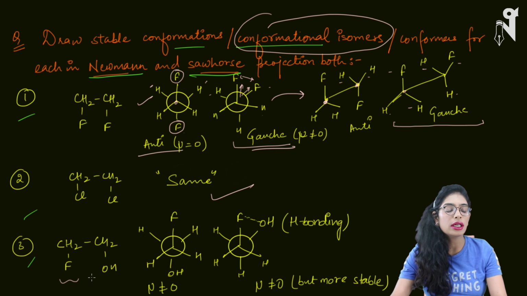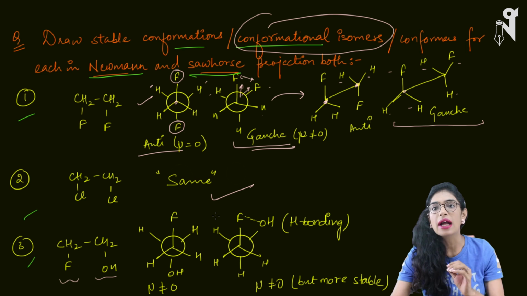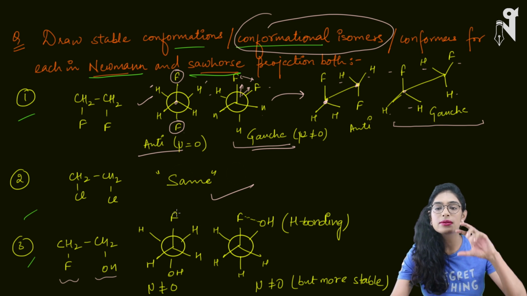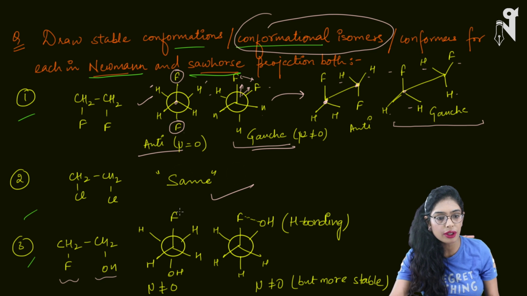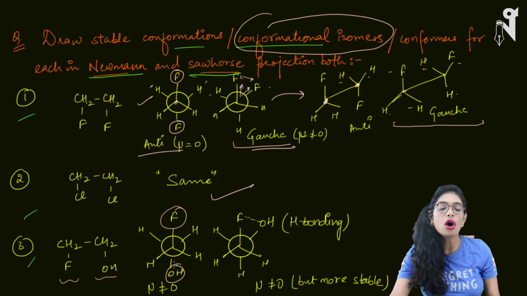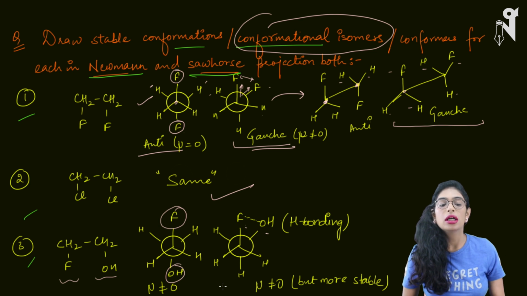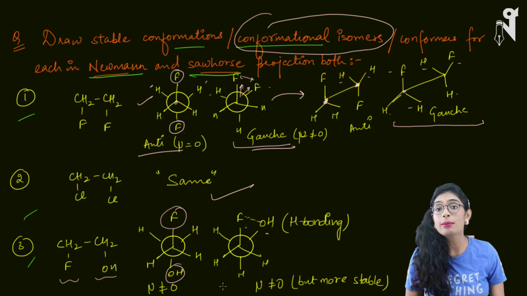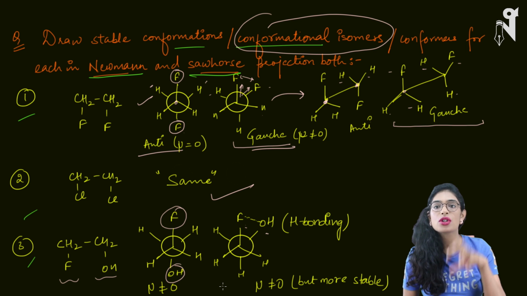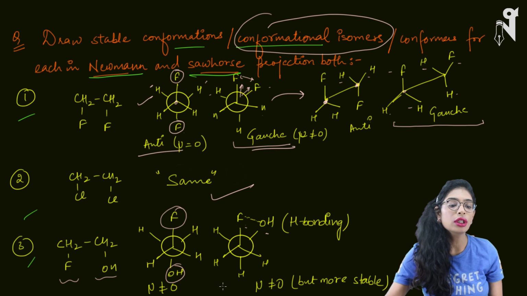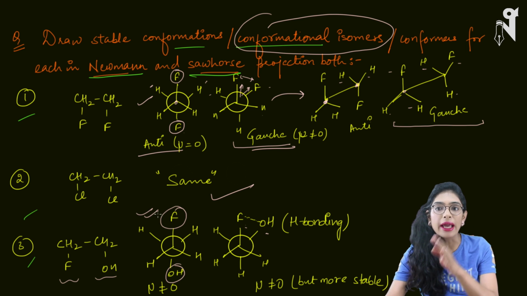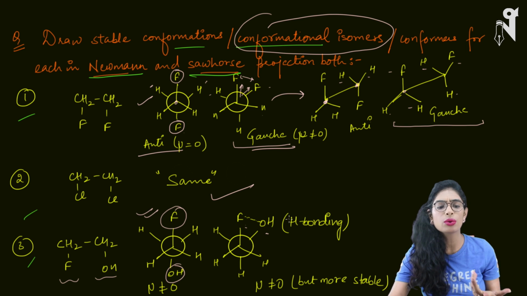Now come to CH2F and OH. So here actually there is no exact anti structure. Why? Because the same groups are not appearing. So here the only thing is that the two different functional groups can be opposite to each other or can be next to each other. So we can't call them exactly anti because in anti the same groups are generally opposite, but at least the groups which are most repelling are opposite to each other. So this is like anti but not exactly anti, so we just don't give them any name.